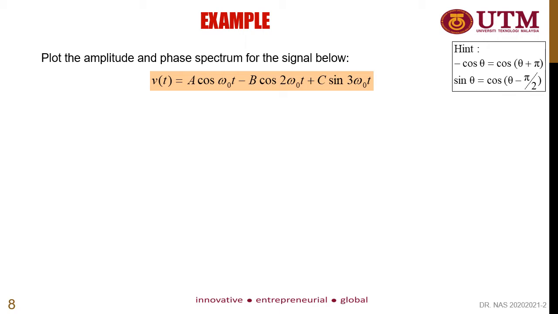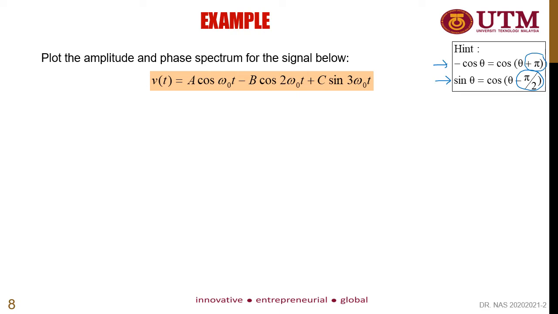Let's look at this example. Plot the amplitude and phase spectrum for the given signal. The first step is to rewrite the equation. There's a hint on the right hand side. When you have negative cos, you can convert it into positive cos by having a positive pi phase shift. If you have a sine function, you can convert it into cos by having a negative pi over 2 phase shift.